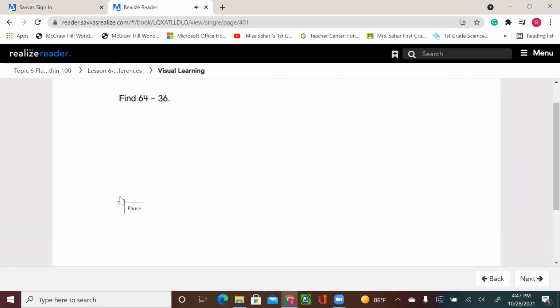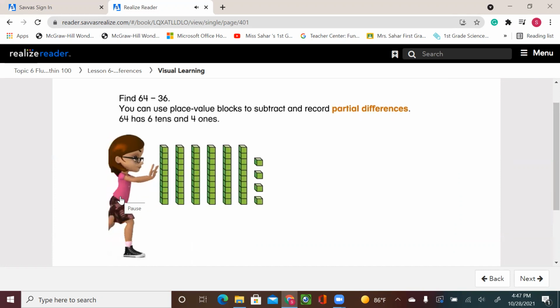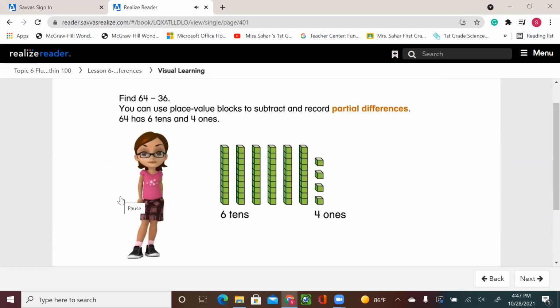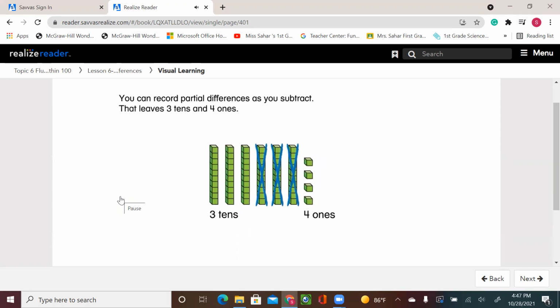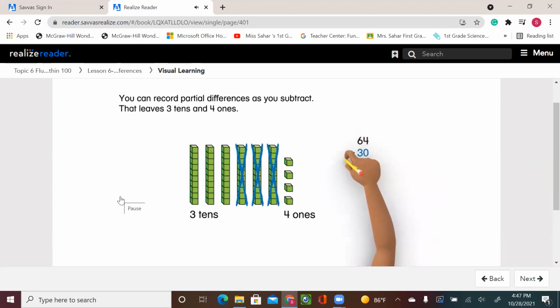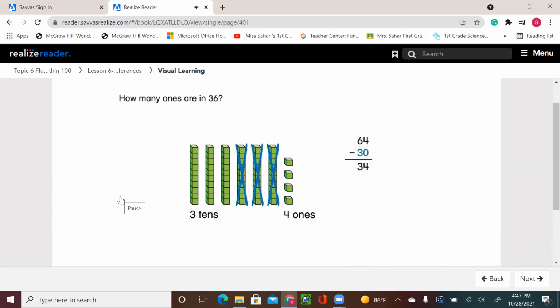Find 64 minus 36. You can use place value blocks to subtract and record partial differences. 64 has 6 tens and 4 ones. 36 has 3 tens. You can subtract 3 tens from 6 tens. You can record partial differences as you subtract. That leaves 3 tens and 4 ones. 64 minus 30 equals 34. How many ones are in 36?